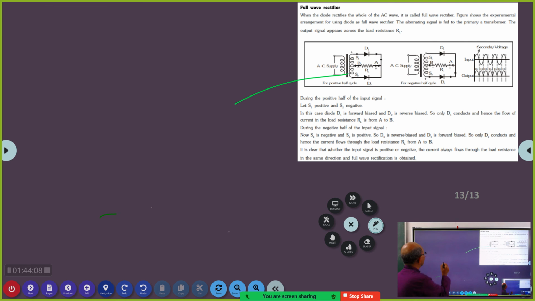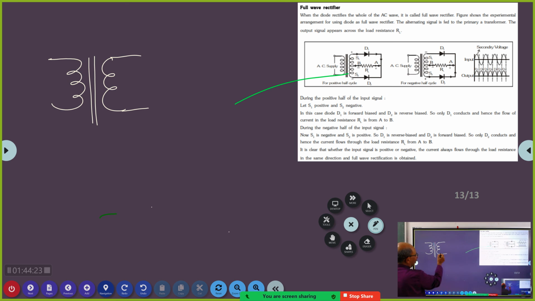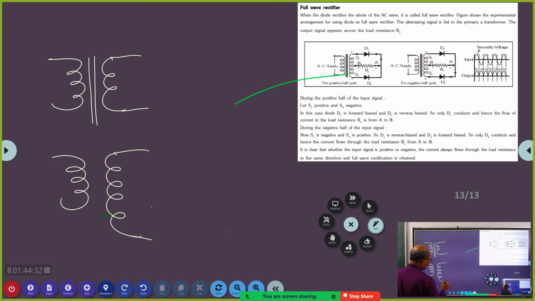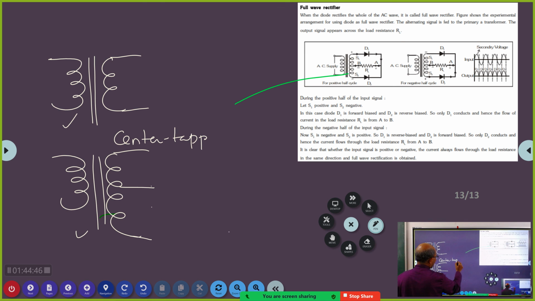What is this transformer? See, previously I used a step-down transformer. You know? Just now we had a step-down transformer. In the half wave rectifier we had used this transformer. Now we are using this transformer. Both are transformers. This is called a center tap transformer. You know what a center tap transformer is?